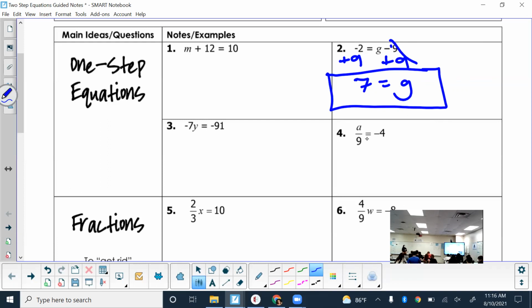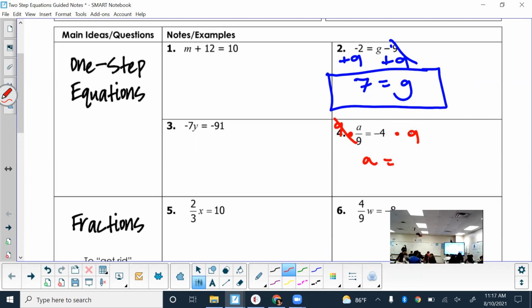All right. So what is being done to the variable here? Divided by. The opposite of that would be multiplying by 9. So do that on each side. On the left side, what happens to the 9s? They cancel out. So we have just A.